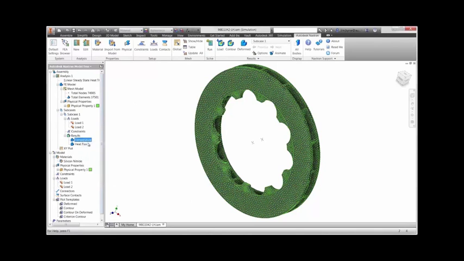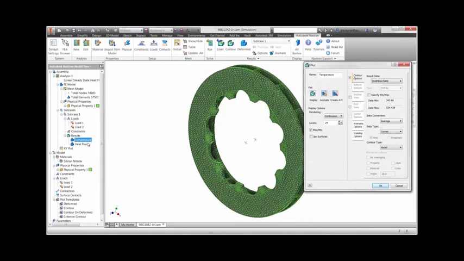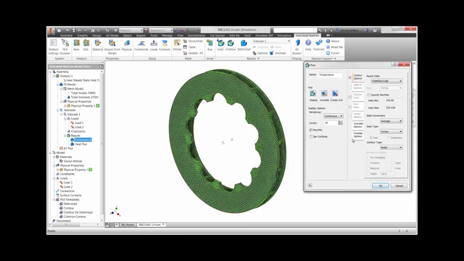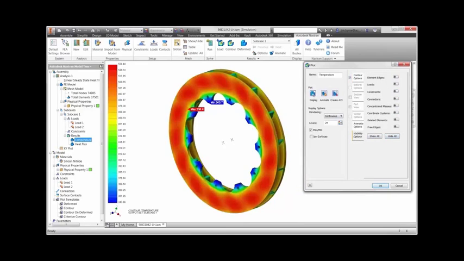Let's take a look at the results for the final temperature distribution. The plot shows the non-uniform temperature distribution that can be used as a load in a subsequent thermal expansion analysis. You can see some of the heat is transferred to the vanes on the inside of the rotor.